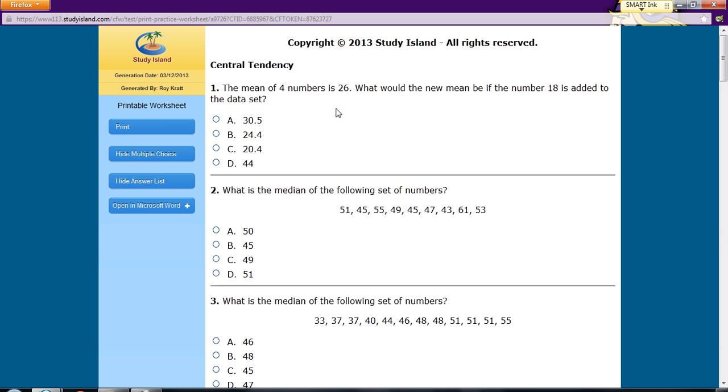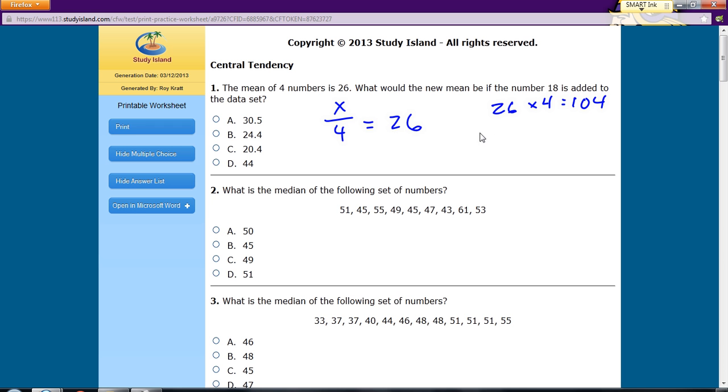So that means that something divided by 4 is equal to 26. So what would the new mean be if the number 18 is added to the data set? So basically, if I take 26 times 4, that's going to give me the total that I would have had when I was trying to find the mean. So 26 times 4 is equal to 104.